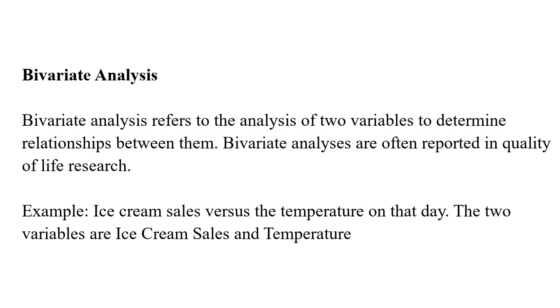Bivariate analysis. Bivariate analysis refers to the analysis of two variables to determine relationships between them. Bivariate analysis is often reported in quality of life research. Example: ice cream sales versus the temperature on that day. The two variables are ice cream sales and temperature.